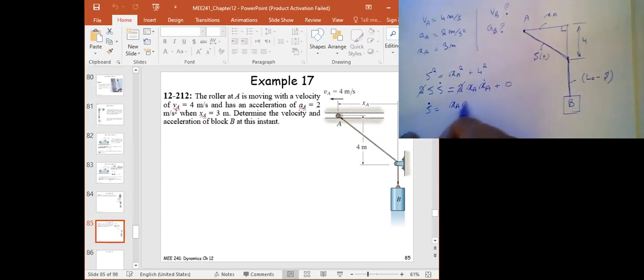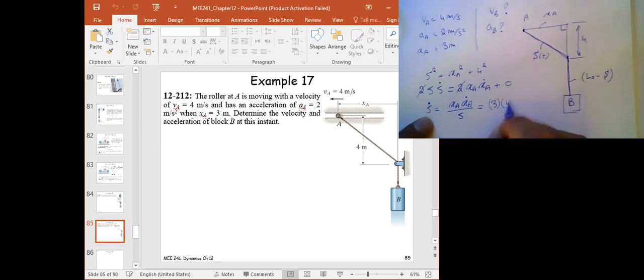XA XA prime over S. Check it. Okay, what is XA? 3. 3, bravo. Multiply. What is XA prime? 4. 4. How about S? Over 5. Bravo. So S is equal to the square root of XA squared plus 4 squared. So 12 over 5 meters per second.